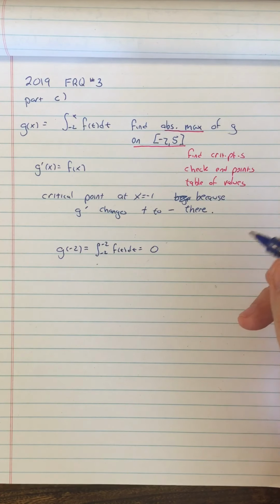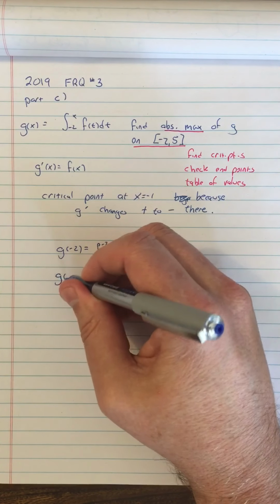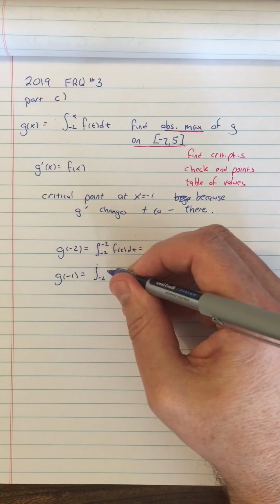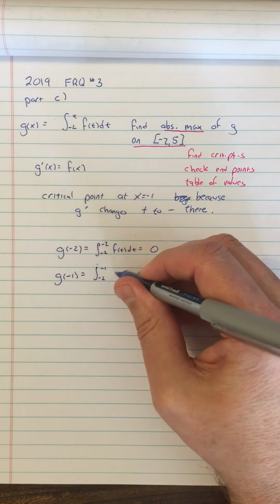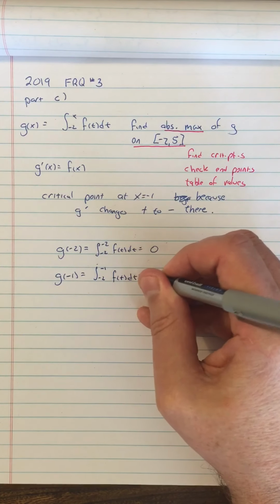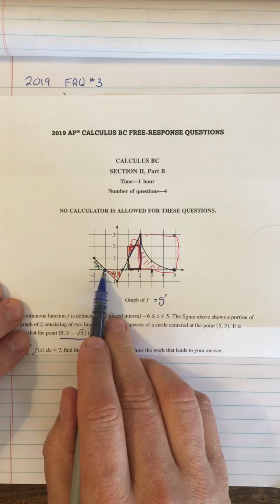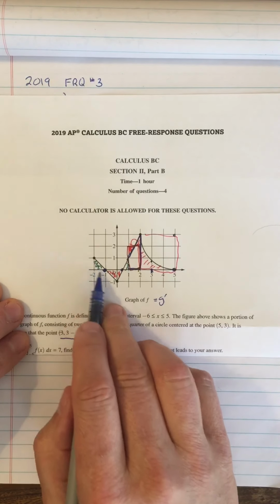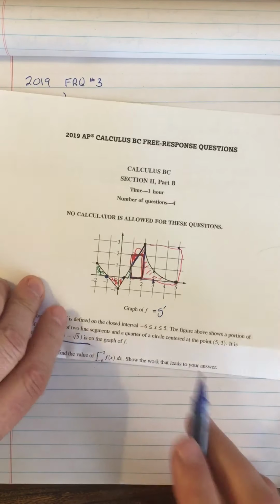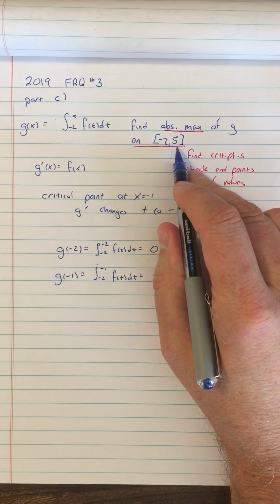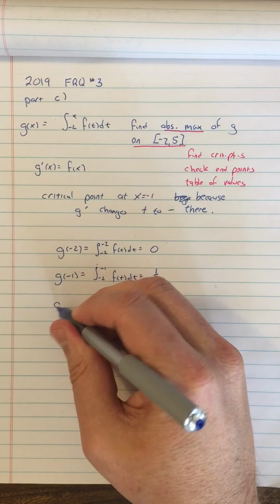And then, I can just look at the other values. g of -1 is equal to the integral from -2 to -1 of f of t dt. I can just look at the graph and find what the integral from -2 to -1 of f of t dt is. It's this little triangle, so it's equal to 1/2. Now I need to look at the other endpoint, which is g of 5.